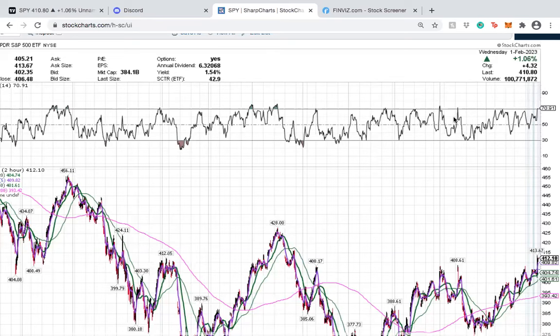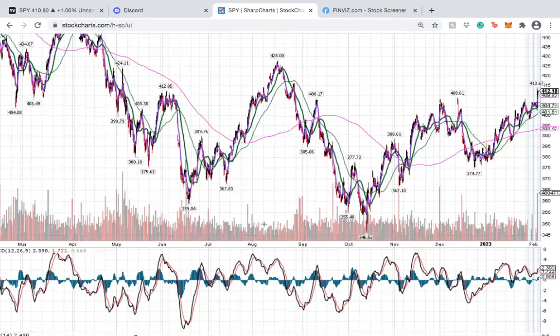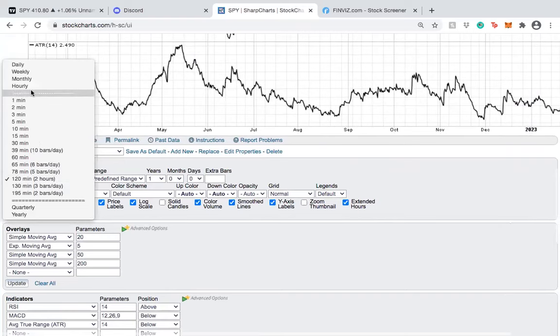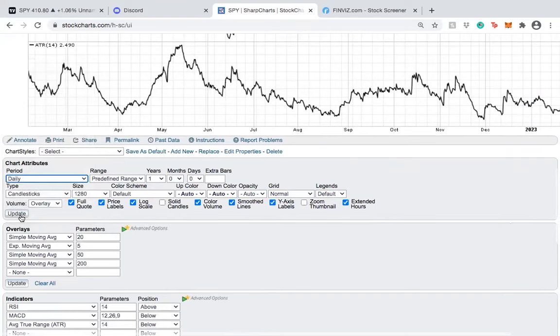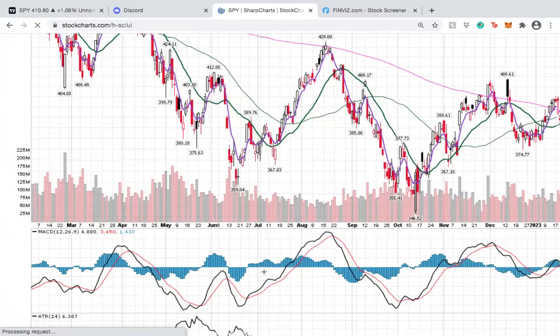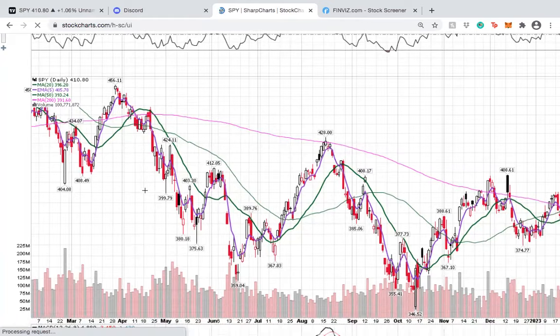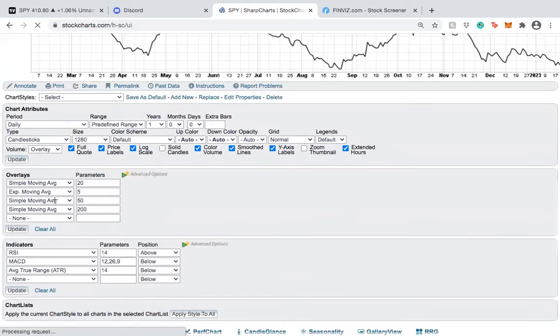Ivan, can you specifically show how to read the SMA 20 indicator? Yeah, so coming back here, I'm going to put this back on the daily. To understand the 20, I'm going to take off the 200, and I'm going to take off the 50.